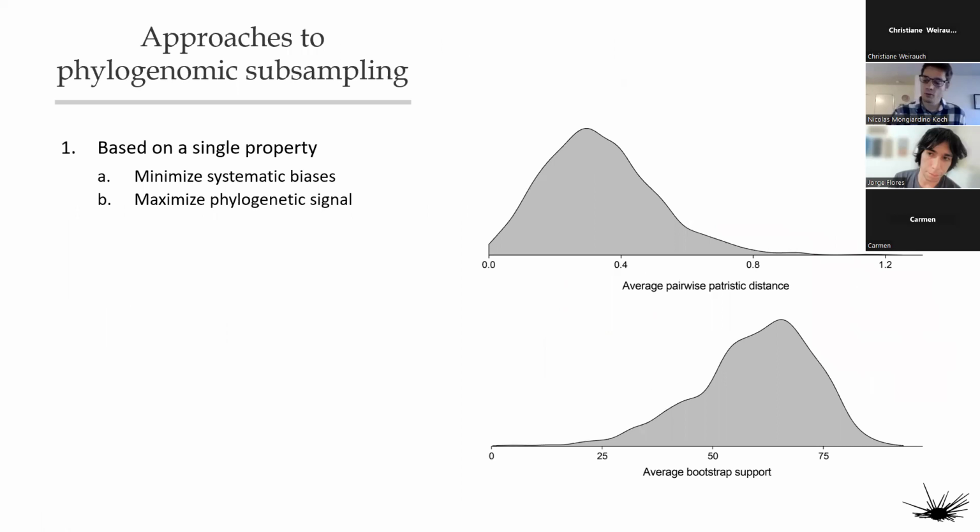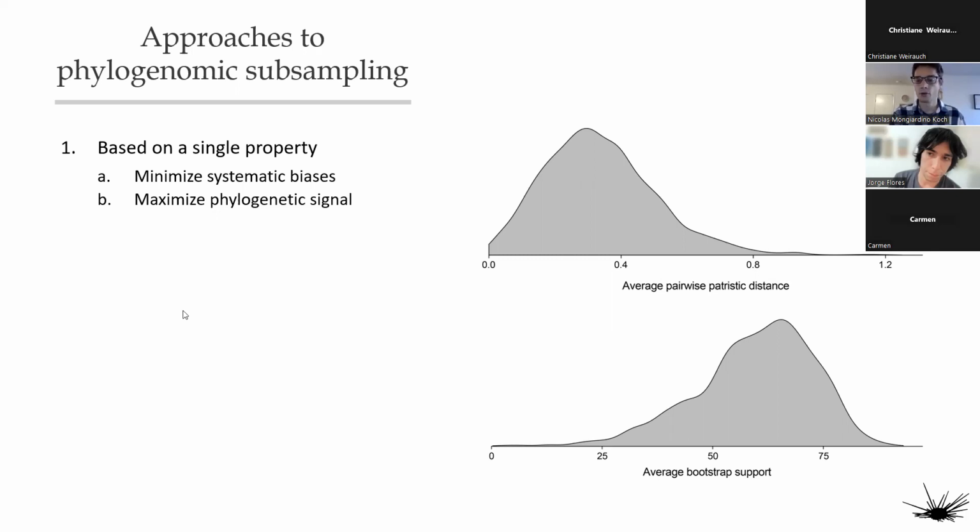And so when one goes to the phylogenomic subsampling literature and sees what people have done in the past, the vast majority of studies have focused on subsampling data sets based on a single property. And there's generally two flavors to this approach. Some people have sought to minimize evidence of systematic biases in the data. Other people have sought to maximize proxies of phylogenetic signal.